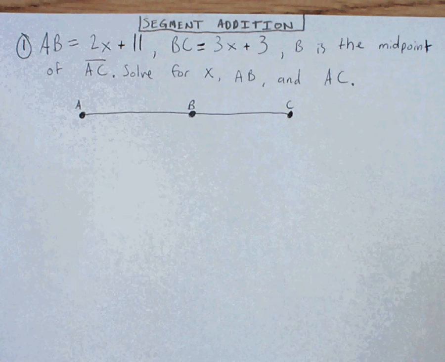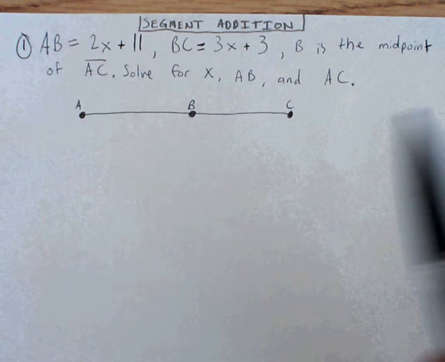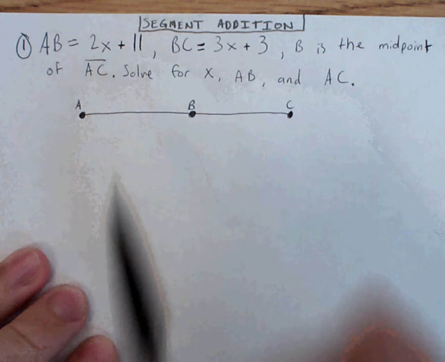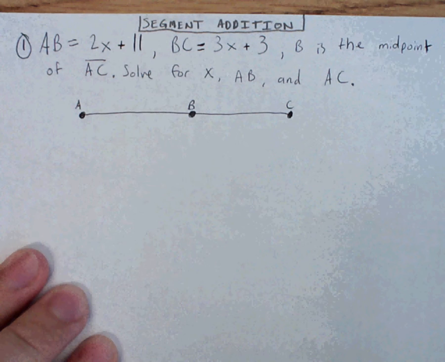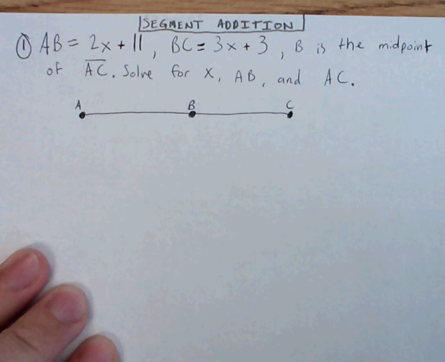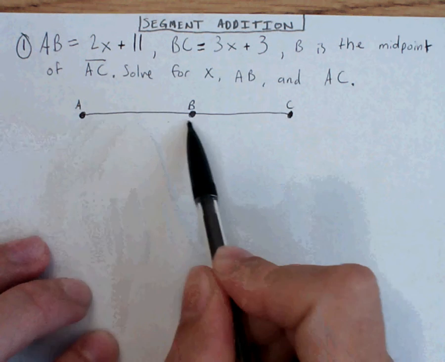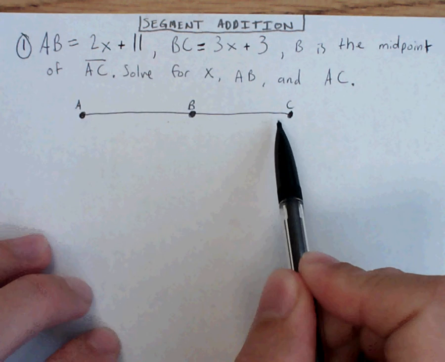Okay, I'll start off by reading the problem. We have that AB equals 2x plus 11, BC equals 3x plus 3, and B is the midpoint of AC. And solve for x, AB, and AC. Okay? And we have a picture that's shown for us. And again, this is like Christmas.